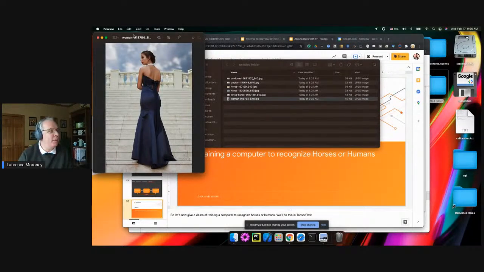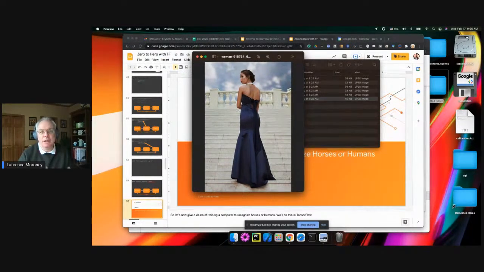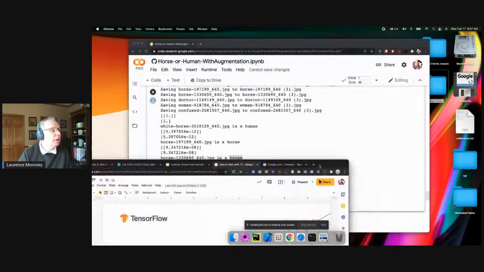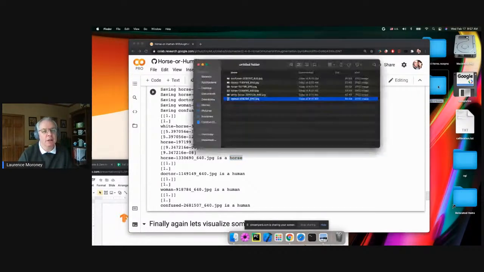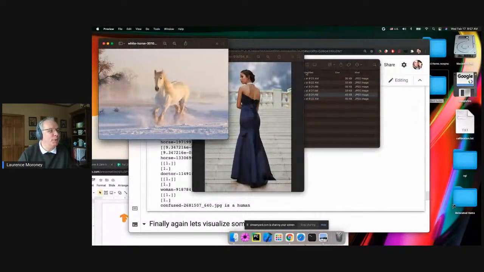So it actually was this image here. As you can see, you and I both know it's a woman, but the dress that she's wearing obscures her legs. I actually thought the model might classify this as a horse, but it got it right. It determined it as a woman. And if I go back to the one that it got wrong, you'll see that white horse 640.jpg it thought was a human. So if I open that image, white horse.jpg, it thought this one was a human.